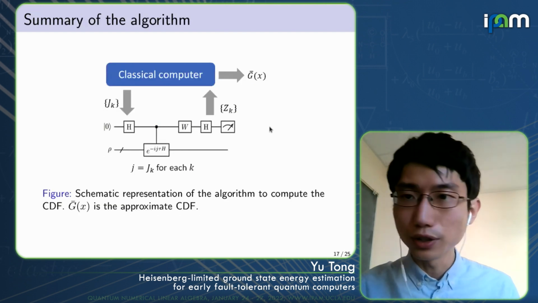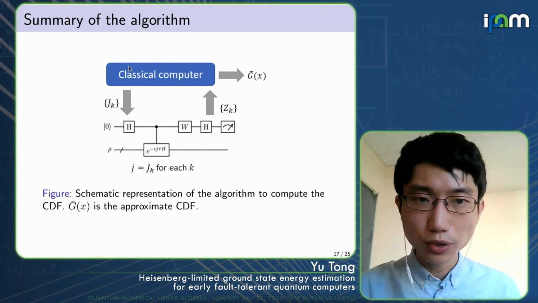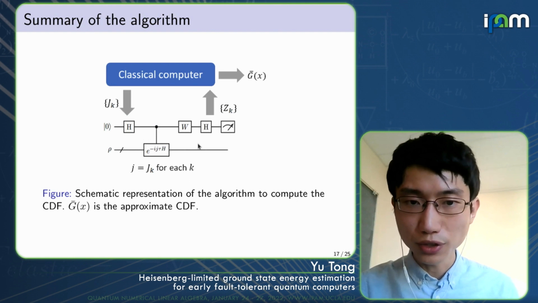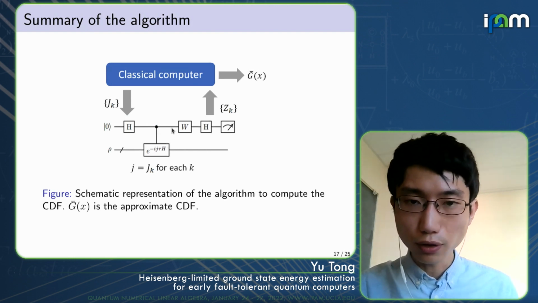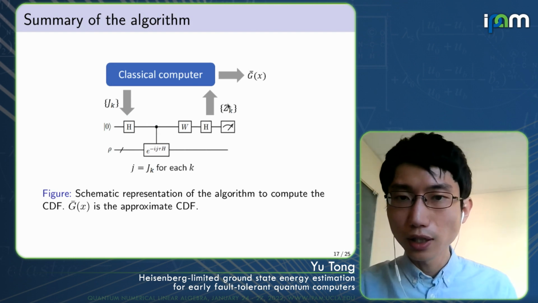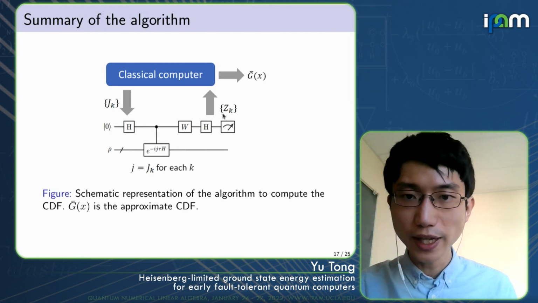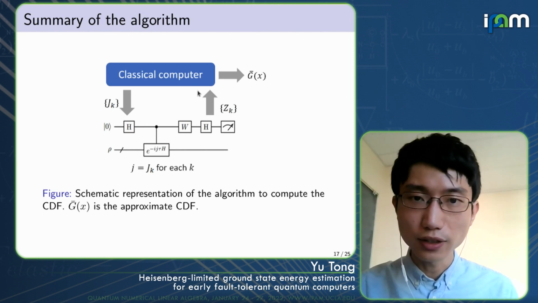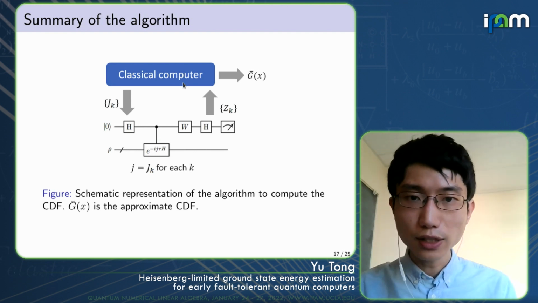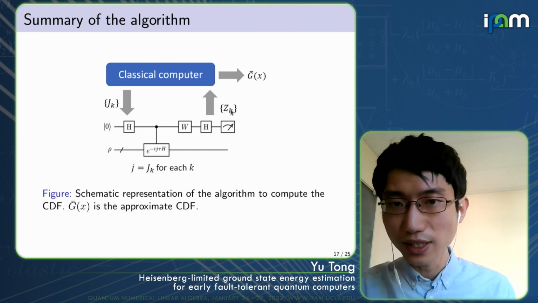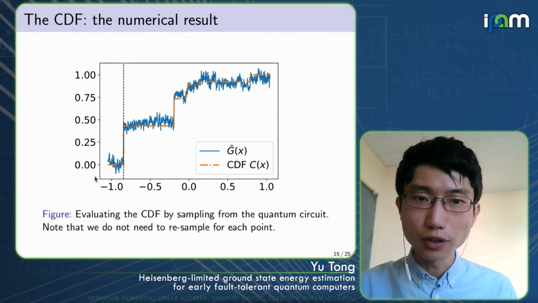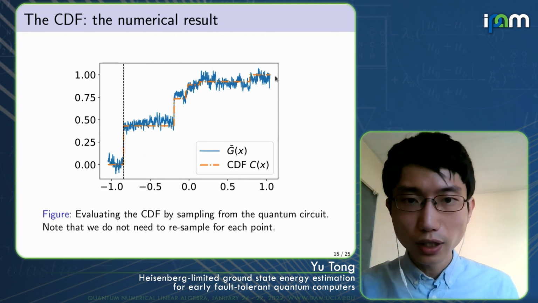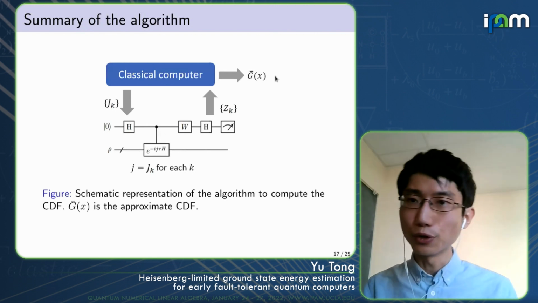So let's summarize how this method works. First, on a classical computer, we sample a bunch of JKs, and we feed them into the quantum circuit to determine how long we want to run the time evolution. After we run the quantum circuit, we perform measurement and get a bunch of samples zk, and then we collect those zk's and feed them back into the classical computer. The classical computer combines both jk and zk, and it will tell us this approximate CDF, which is this blue curve here. From this approximate CDF, we will get to the ground state energy.